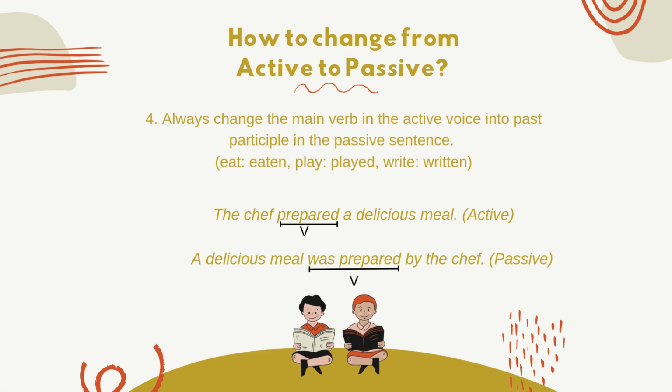Now, number 4. Always change the main verb in the active voice into past participle in the passive sentence. The past participle of verbs like eat is eaten, play is played, write is written. So we do not use the simple past of a verb, we use the past participle. Here, the past participle of prepare happens to be prepared, which is the same as the simple past. We have to memorize the past participle forms of verbs. So prepared in the active voice becomes was prepared in the passive voice.